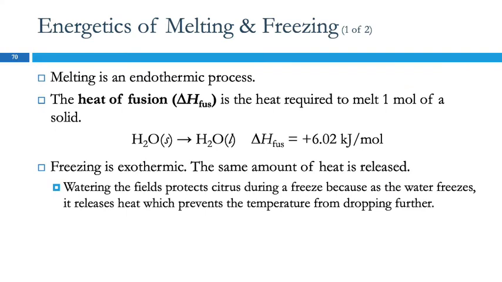So melting is an endothermic process. This one usually makes sense to us, because how do you get something to melt? You heat it up, right? You put heat into it. Heat of fusion is the heat required to melt 1 mole of a solid. So we talked about the heat of vaporization, the heat required to vaporize 1 mole of a liquid. This is melting a mole of solid. So going from 1 mole of solid water to 1 mole of liquid water requires 6.02 kilojoules of energy.